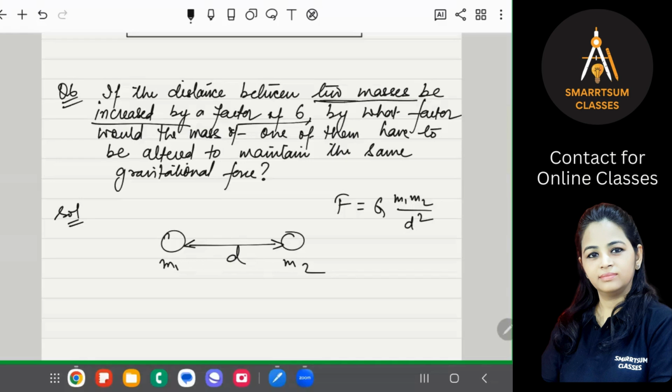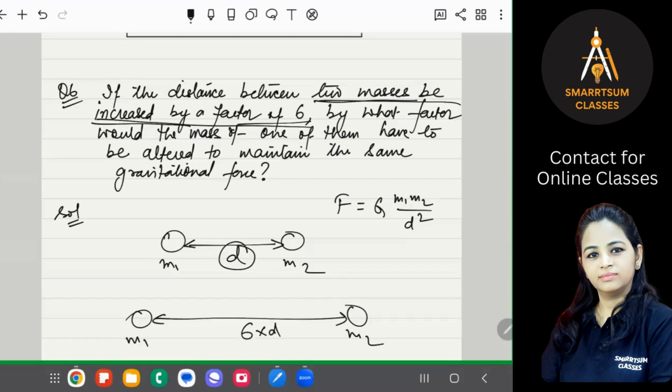Now what is given here in this question? That distance between two masses be increased by a factor of 6. Means this D is increased by 6. So now they are far apart, M1, M2. And now it will become 6 times, 6 into D. Now you have to tell by what factor would the mass of one of them have to be altered to maintain the same gravitational force.